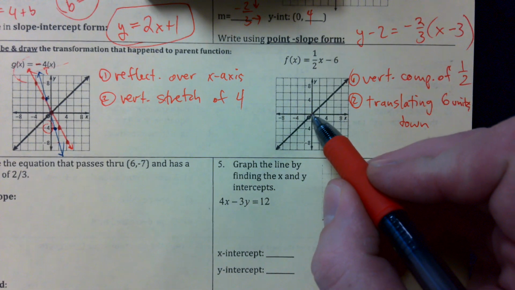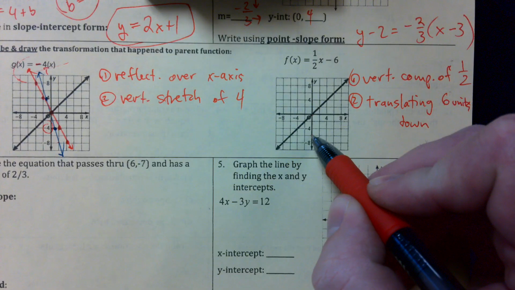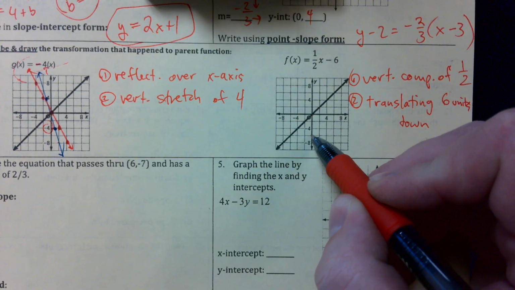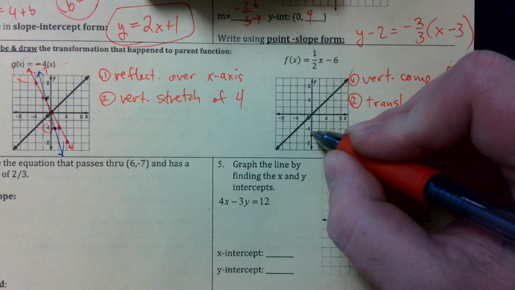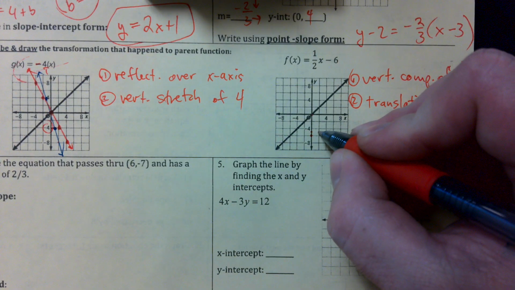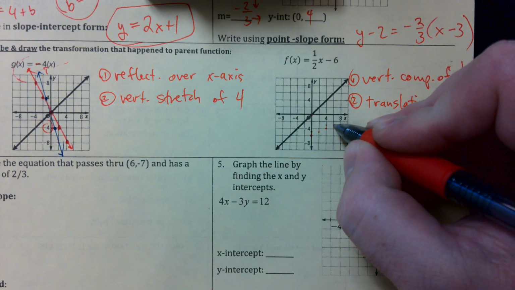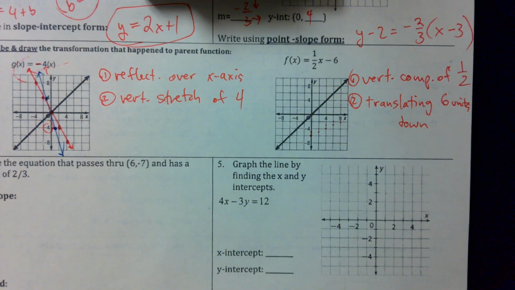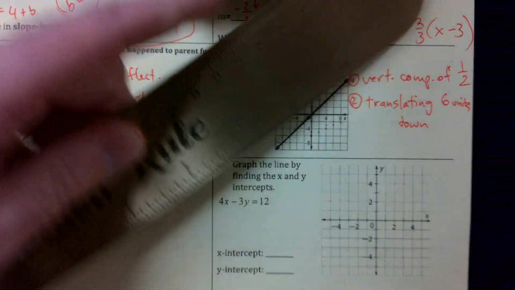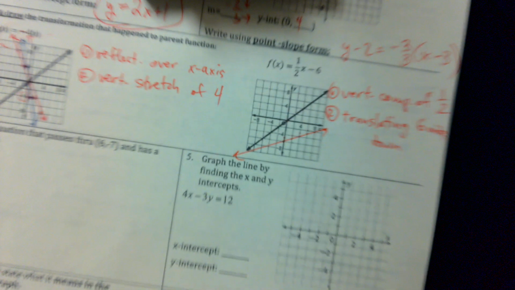So from the origin, I'm going to go 6 units down. Boom. And my slope now is 1/2. So I'm going to rise 1 and run 2. Rise 1, run 2. Did I do that one right? Yeah. Okay. Yes, you did it very much right. Should get something like that.